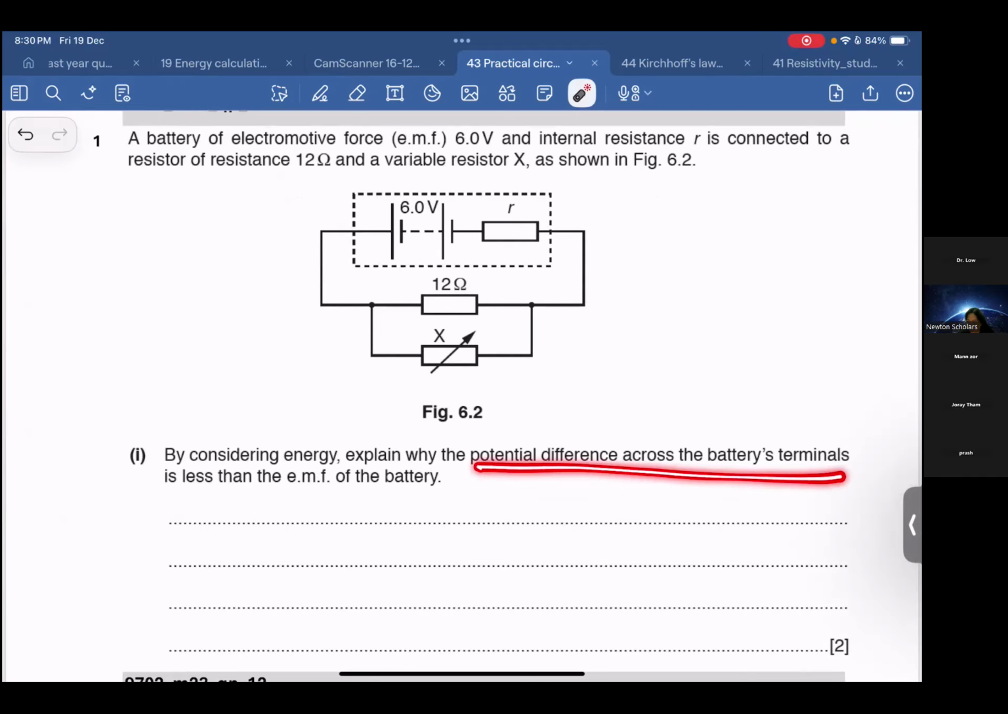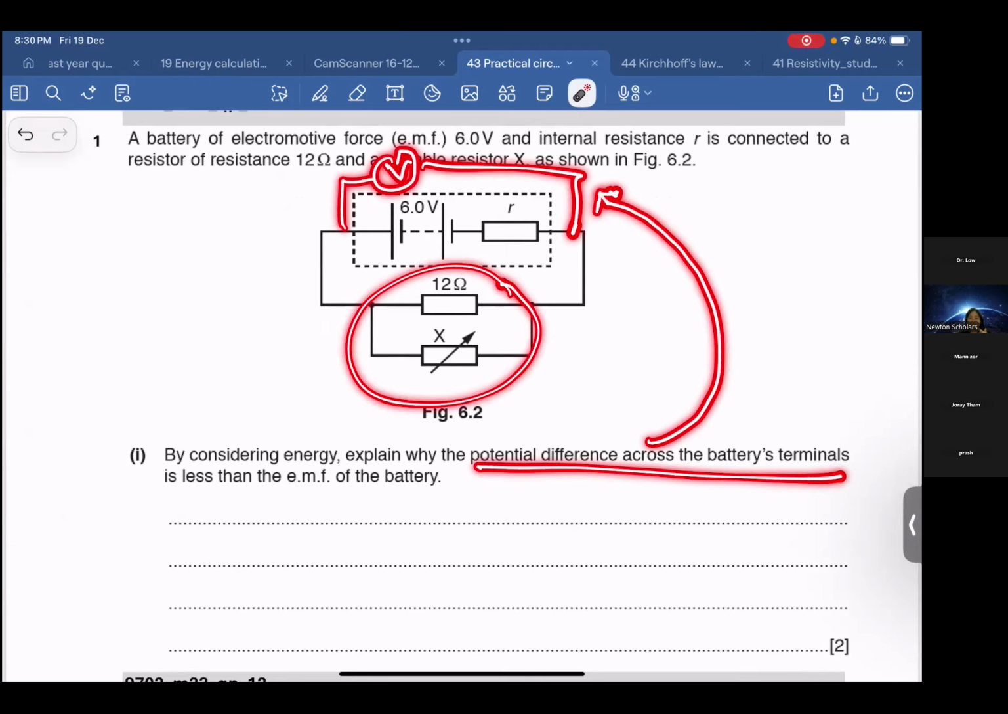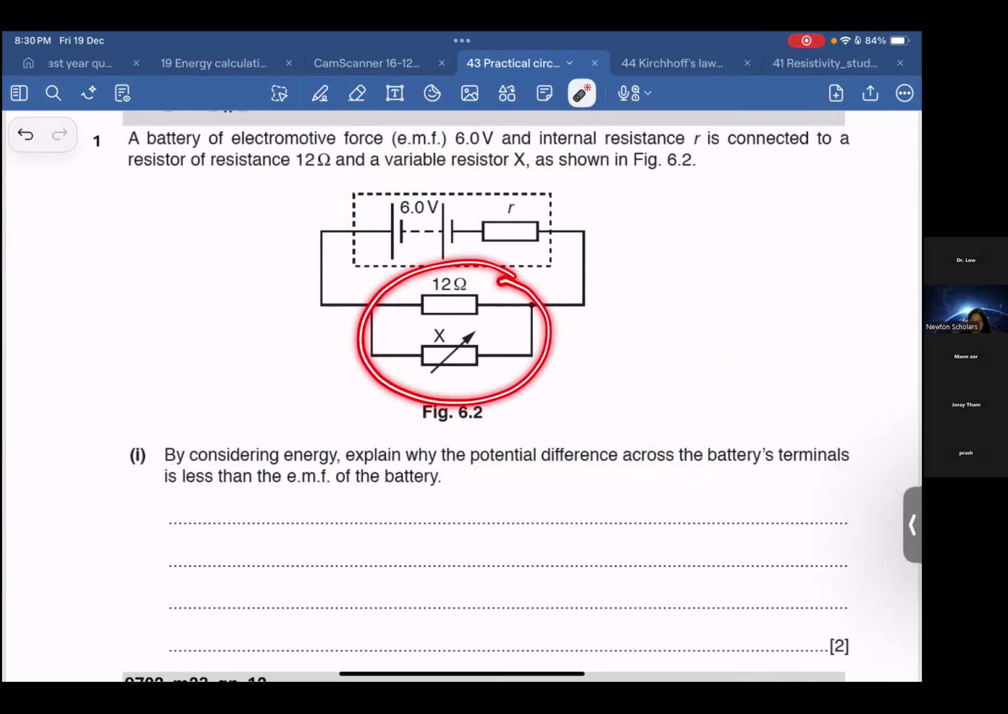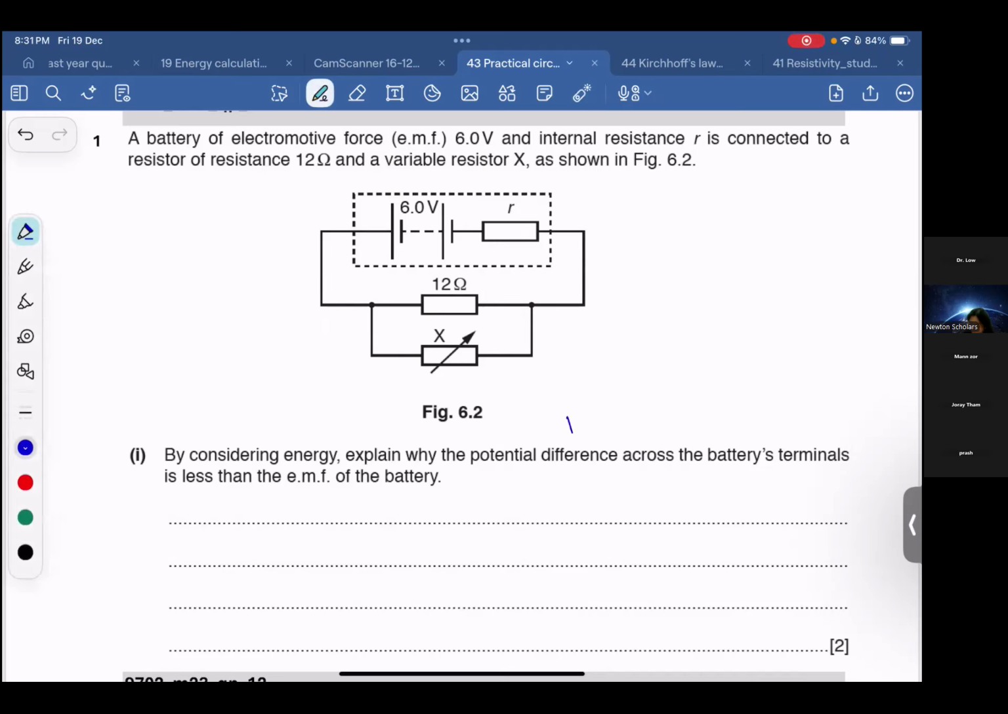So this one is across. Here we got the voltmeter. So the potential difference across the battery terminal is measuring what? Measuring our component voltage, the potential difference across our component. So why is this voltage less than 6 volt? Why is it less than the EMF, which is the 6.0 volt? Maybe I can write it this way: component voltage is less than EMF, which is the 6.0 volt. Okay, why?